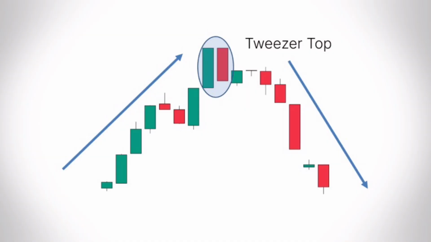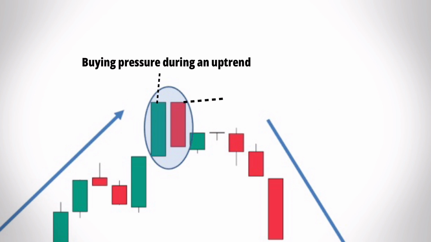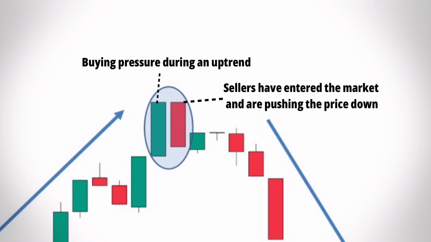Here's how to identify a tweezer top pattern when you see it on the chart. Like we already said, this pattern requires two candlesticks. The first candle is bullish, that is a green or white candlestick, and it represents buying pressure during an uptrend. The second candle is bearish, that is a red or black candlestick, and it signifies that sellers have entered the market and are pushing the price down.